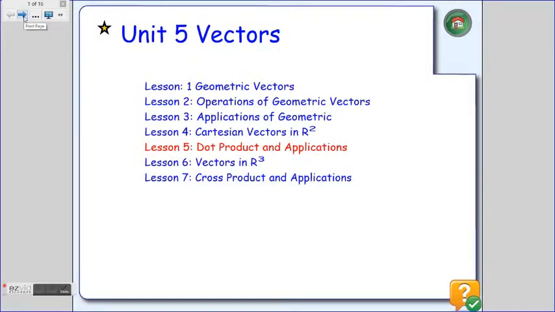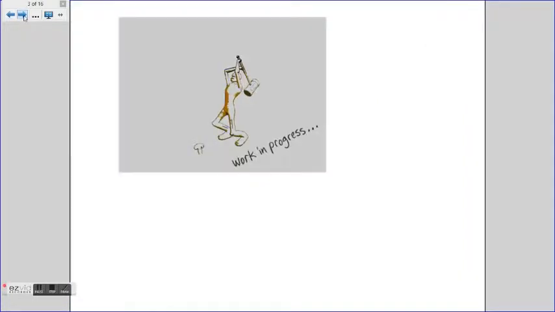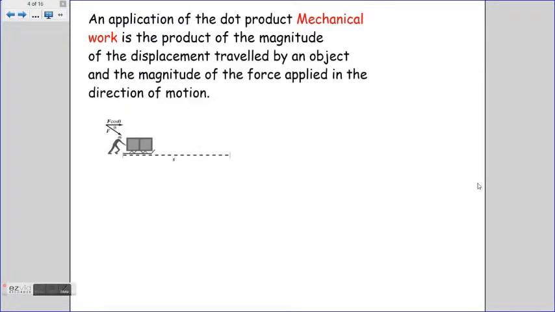One of the most important applications of the dot product is mechanical work. If you've taken physics before, then you've already encountered mechanical work. Basically, mechanical work is the product of the magnitude of the displacement traveled by an object multiplied by the force applied in the direction of the motion.